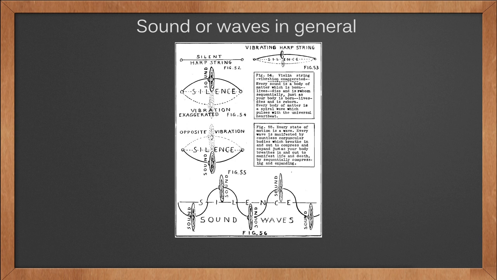Every sound is a body of matter which is born, lives, dies, and is reborn sequentially, just as your body is born, lives, dies, and is reborn. Every body of matter is a spiral wave which pulses with a universal heartbeat. You see the full cycle in figure 55. It's a sound wave, or a wave of an electrical current you are familiar with. Every state of motion is a wave. Every wave is manifested by countless corpuscular bodies which breathe in and out to compress and to expand, just as your body breathes in and out to manifest life and death by sequentially compressing and expanding. This is the law of compressing cold to heat and expanding heat to cold, and the cycle begins again.